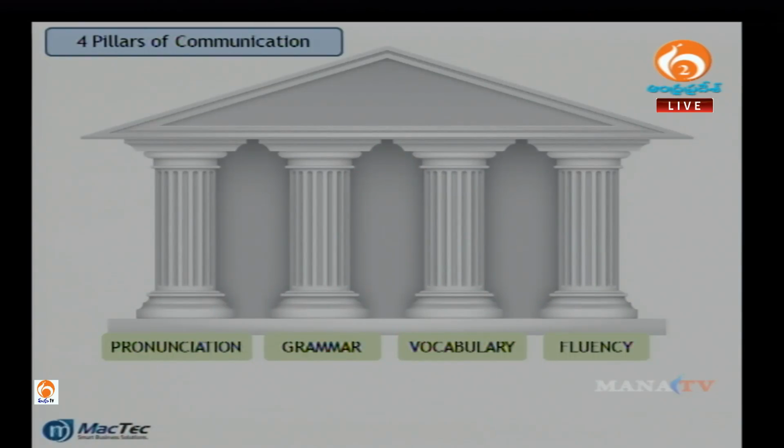Let's understand what vocabulary is. Vocabulary is one of the 4 foundations of communication, the 4 pillars of communication. One is pronunciation, the second one is grammar, the third one is vocabulary, and the fourth one is fluency. Now let's quickly understand what we mean by these pillars.